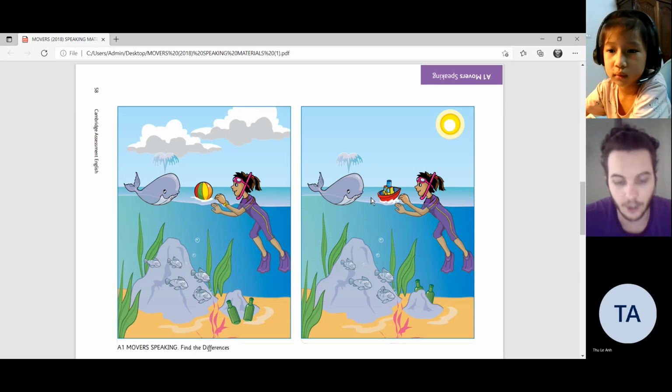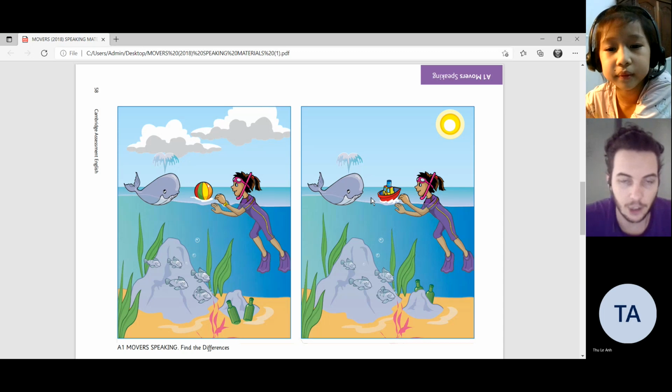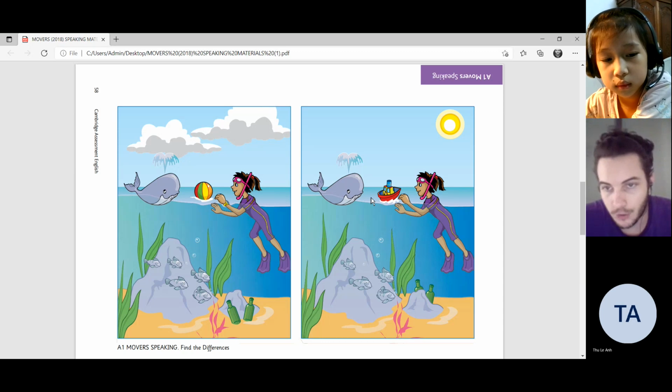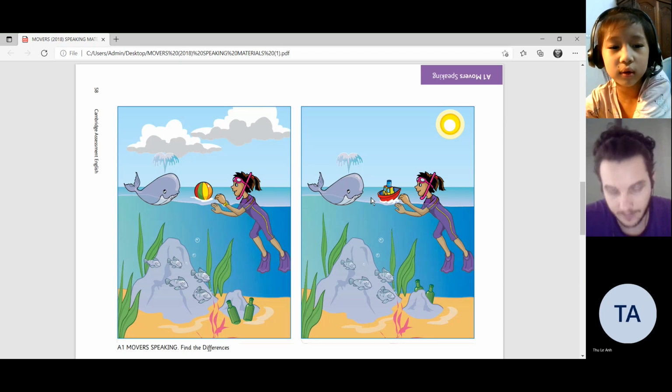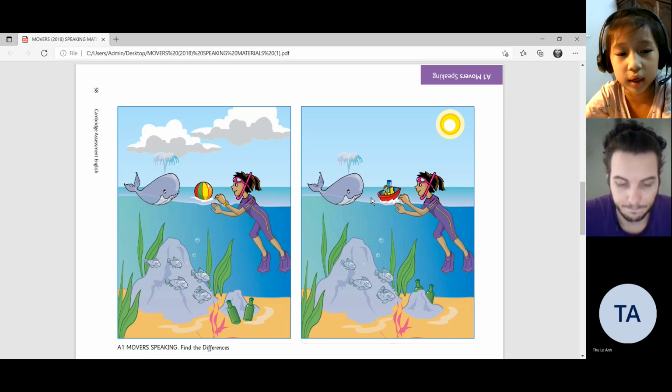What you're going to do here is talk about the differences. For example, in picture one, there are two green bottles in front of a rock. In picture two, there are two green bottles behind the rock. In picture one, the weather is cloudy, and in picture two, it's sunny.